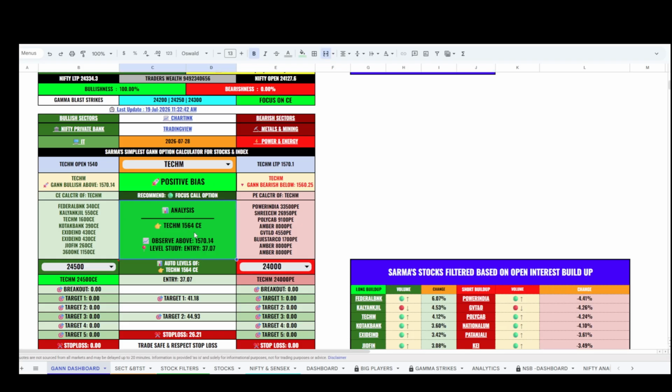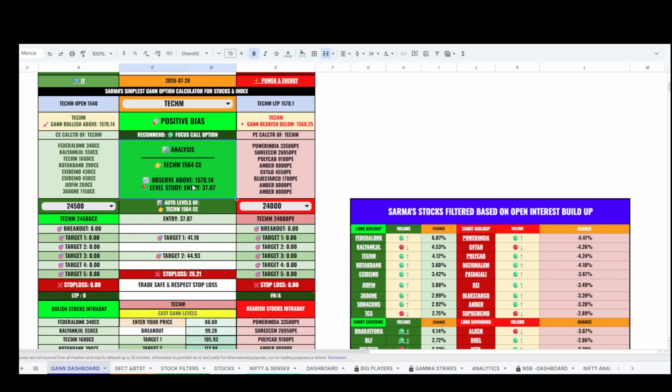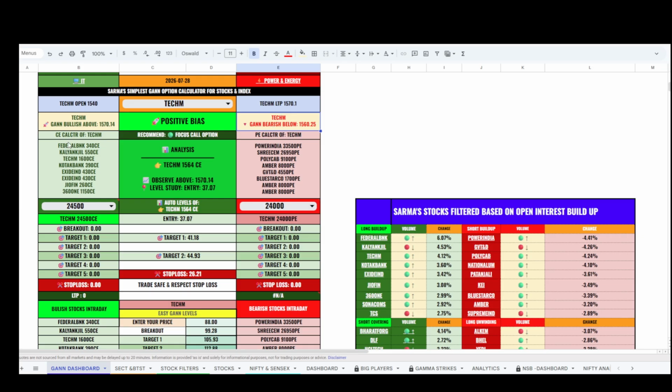So the analysis is there. The observation is that above 1570 is strong bullish. GAN levels are also given here. So you can see Tech M, GAN bullish above, GAN bearish above, GAN bearish below. You can see over here. Hope you can see, or else I'll just increase the size also. Yeah, you can see this. Tech M, GAN bullish and GAN bearish levels are there.